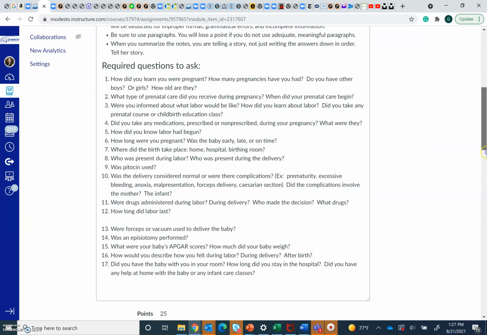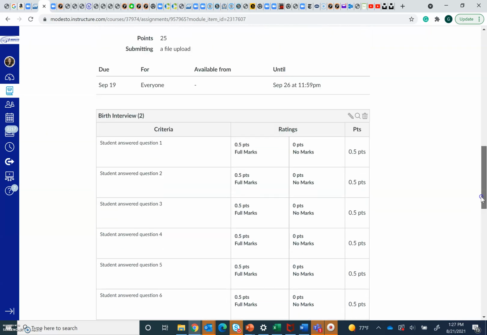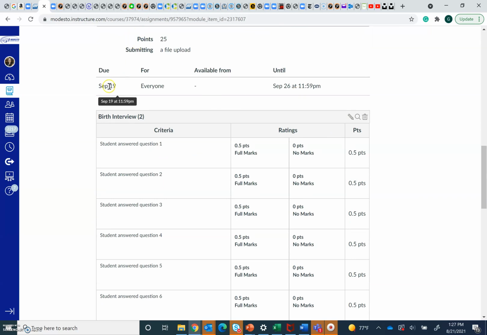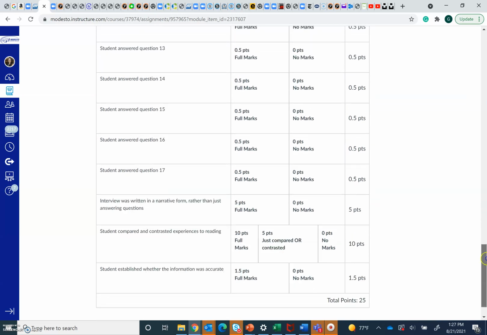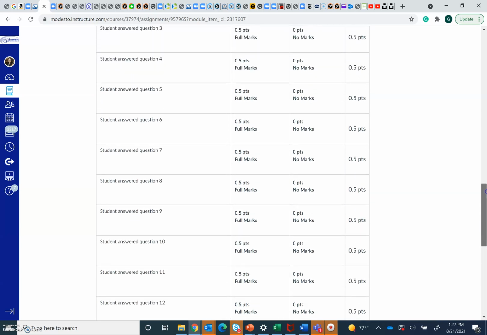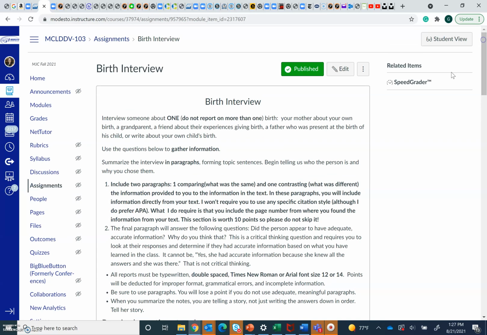Okay, so those are the instructions for this assignment. You will see that it's worth 25 points. It's due on the 19th. It will be open until the 26th. So that's that late assignment window where I will take off 10% per day. There is a grading rubric so you can see how much each part of this assignment is worth. Some students really like to see that so they can really emphasize those higher point value sections.